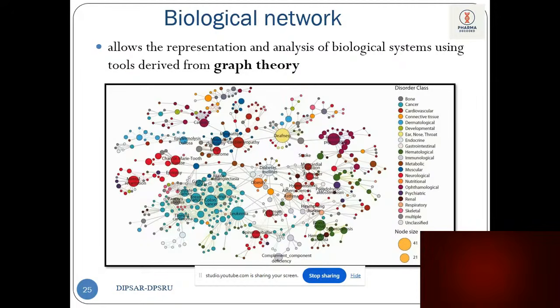Can anyone want to answer? Multiple pathways. Yes, you are right. Multiple pathways crosstalk, right? So when a patient has multiple diseases, their network will become more complex. It's not an easy role, right?